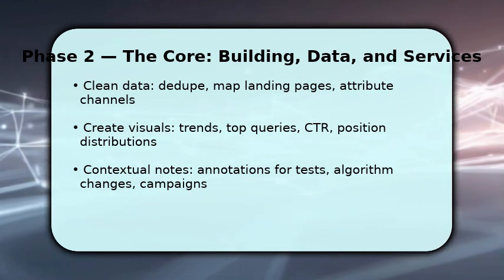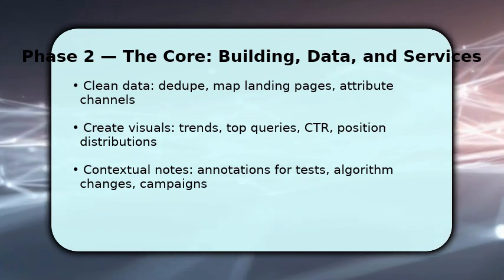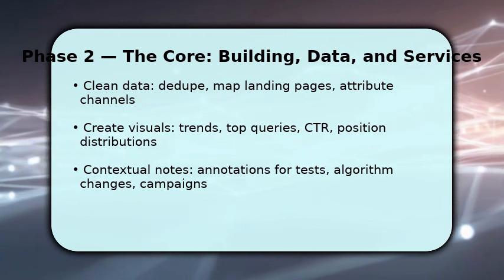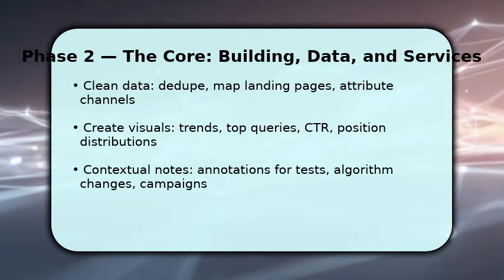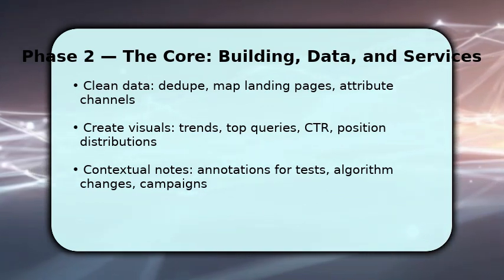Make annotations for any A/B tests, site changes, or algorithm updates so stakeholders understand causes. As you build, prioritize clarity. Label axes, use consistent colors, and add short captions that state the takeaway.